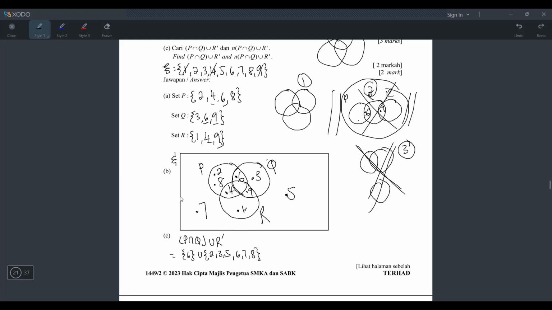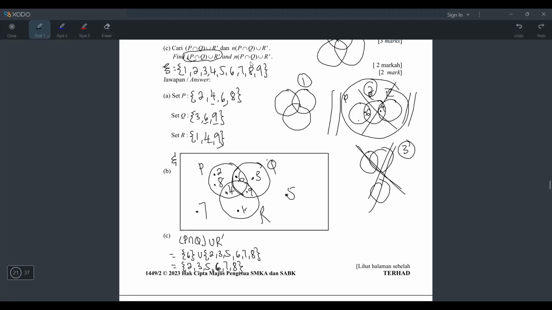Or you can look at the diagram also. Everything except R means I cover this, so it'll be 2, 3, 5, 6, 7, 8, like this. Now you can do your union already. When you union, it means take everything. So it'll be 2, 3, 5, 6. The 6 appears twice, but write it only once, please. And then 7, 8. So these are all the elements for this operation.